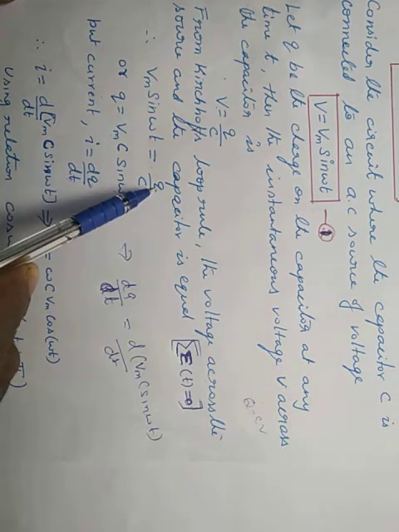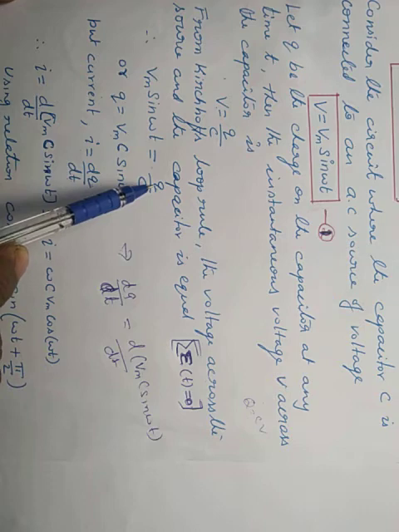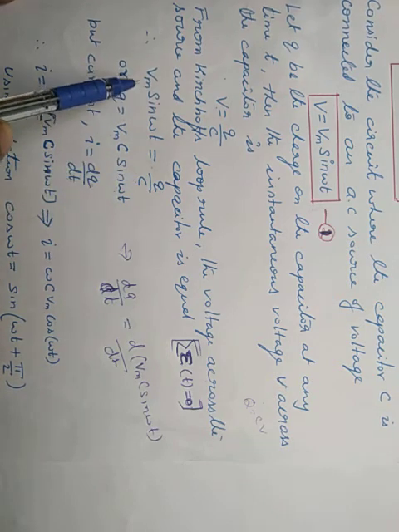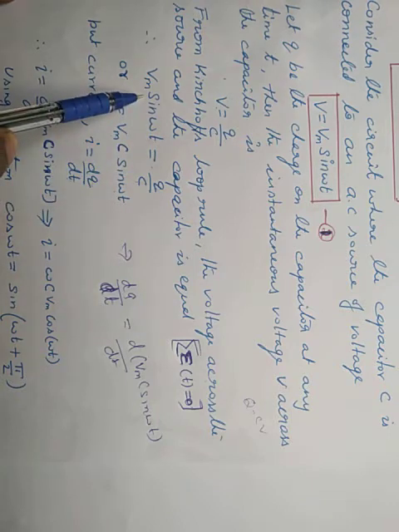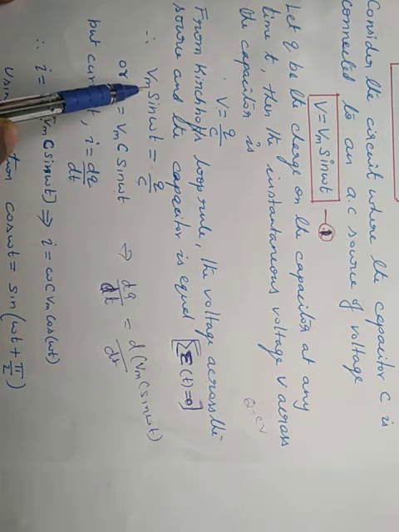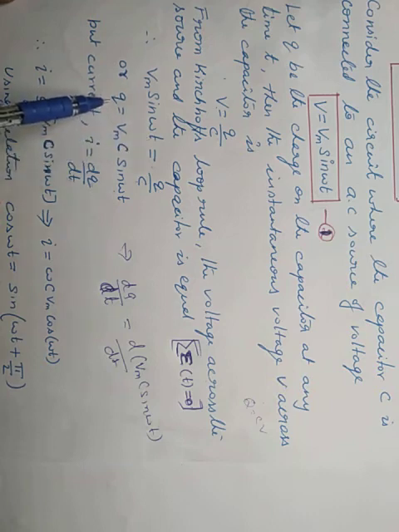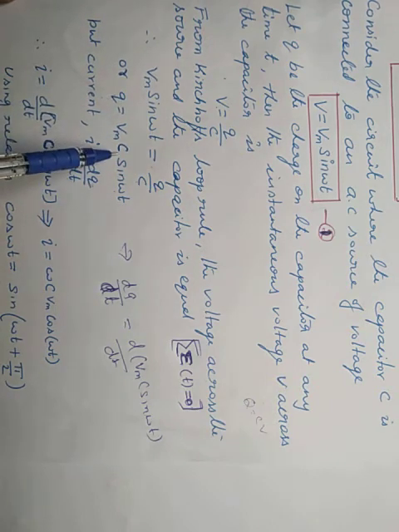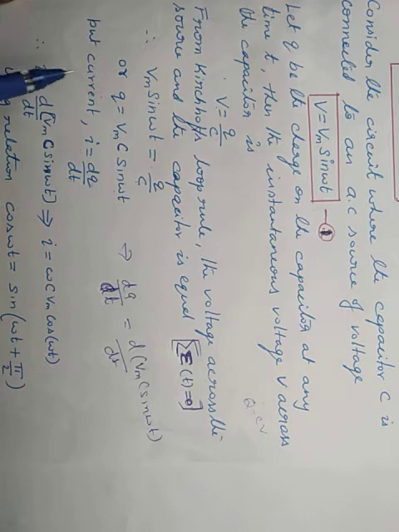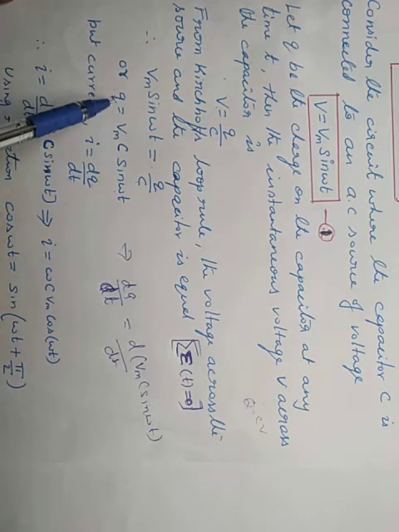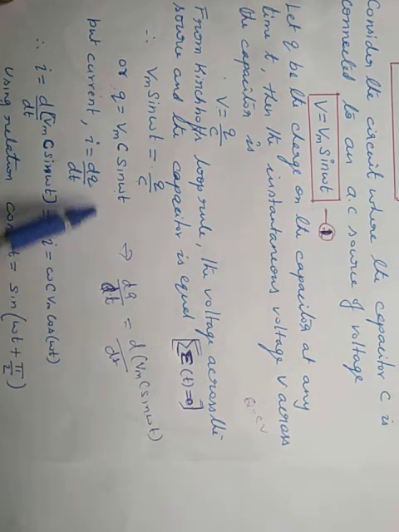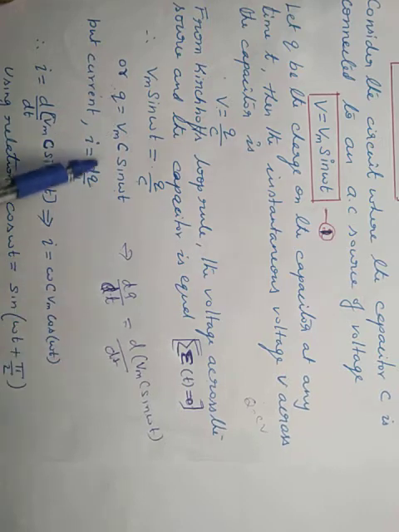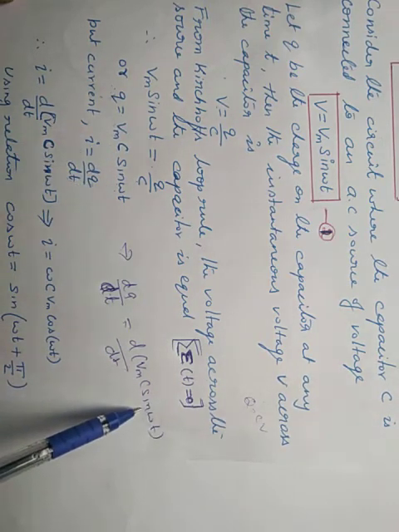That means we have to differentiate these terms. Bring C to the left hand side. We have Vm sin omega t equal to Q by C. You will get Q equal to Vm C sin omega t. Then you differentiate both sides with respect to time. You will get dq by dt equal to d by dt of Vm C sin omega t.